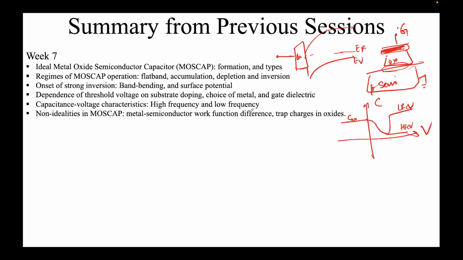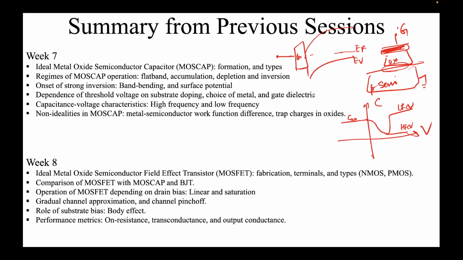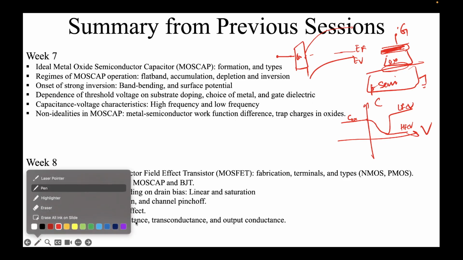And there are some non-idealities. For instance, the work function of the metal and semiconductor may be different, and so we first try to achieve the flat band condition, and there may also be differences due to trapped charge in oxides. Based on this MOS capacitor, we studied the MOSFET device. I'll cover this in more detail in the next session.